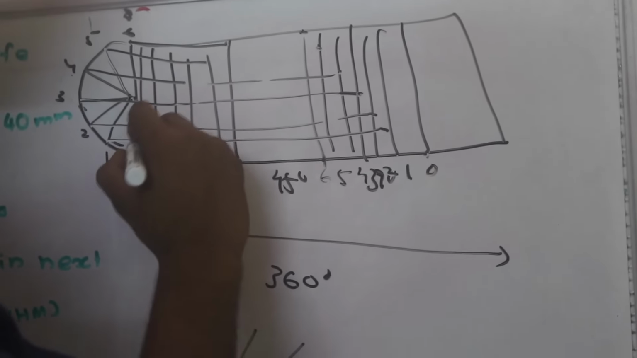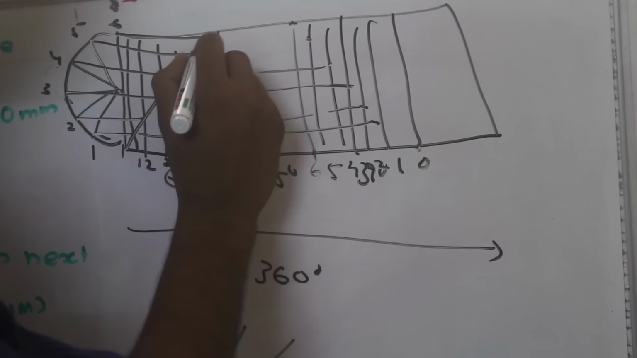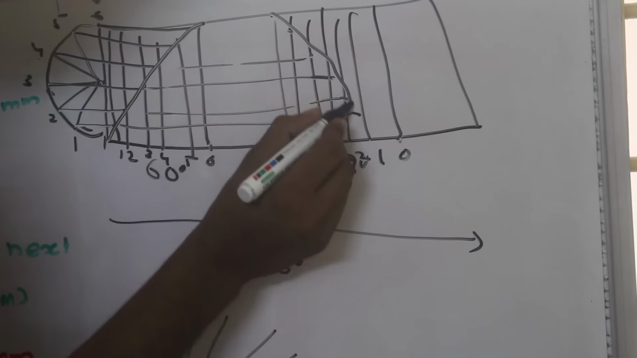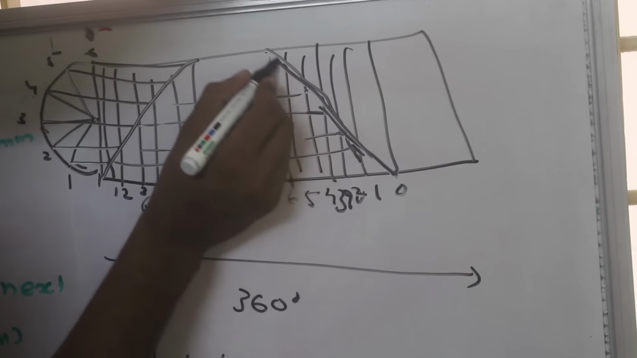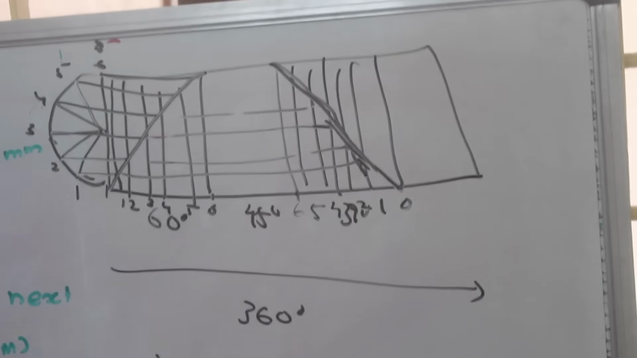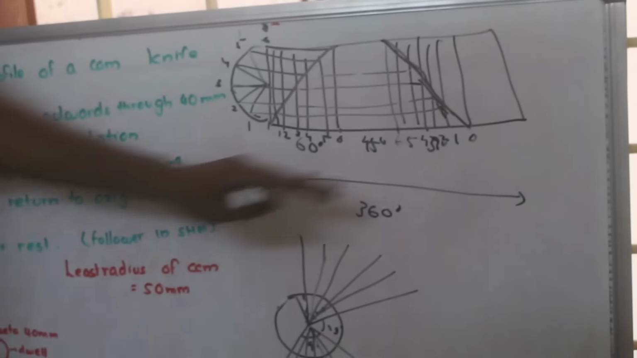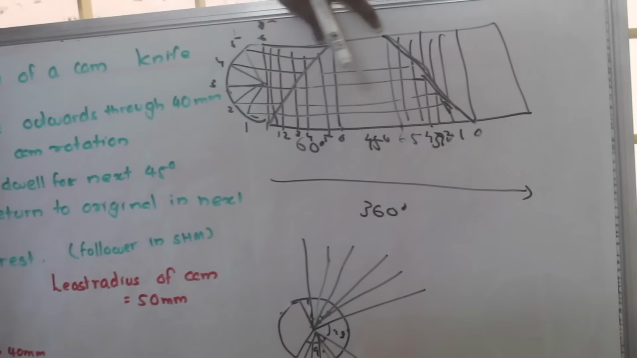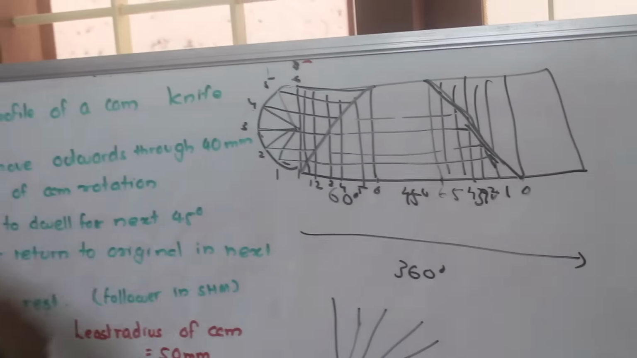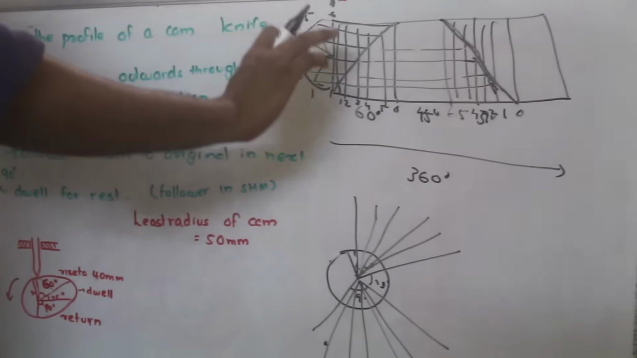Now what we have to do is join these points. So this is our follower motion. During this period it will be at 0 mm height itself. During this period it will be at 40 mm height. So now we have obtained the displacement diagram.